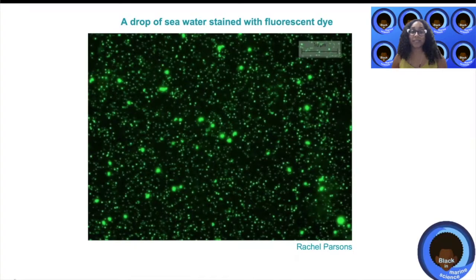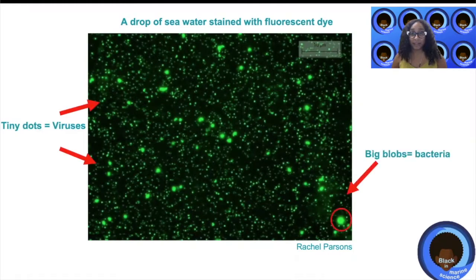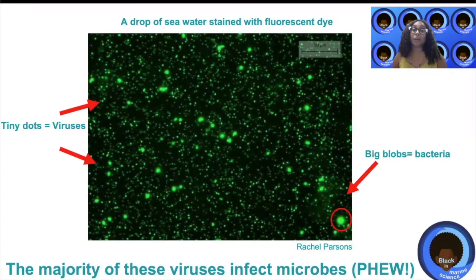Here we have some tiny dust-like particles, and those are actually viruses. And they're around these bigger blobs, which are actually bacteria. In fact, the majority of marine viruses infect microbes, which is great for us. It also has a lot of implications for oceanic processes, such as carbon cycling.